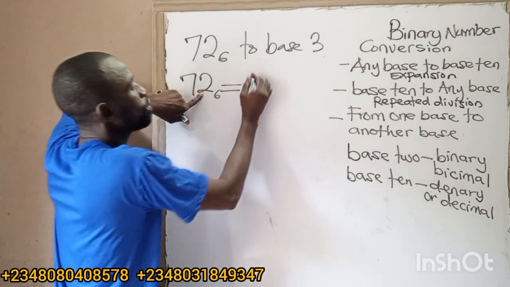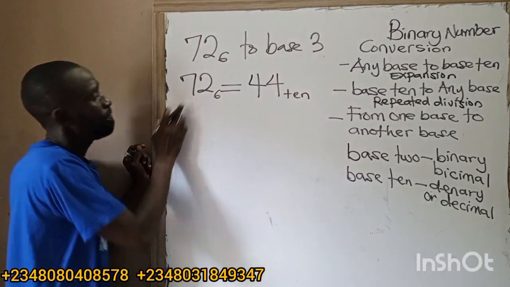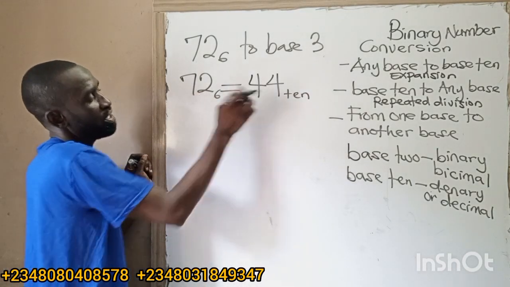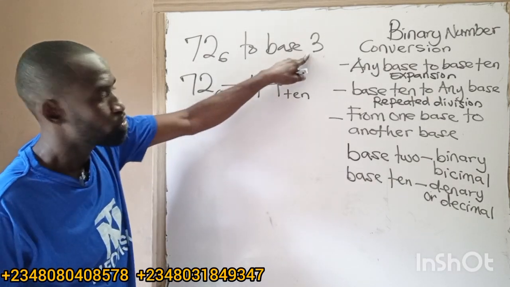42 plus 2 will give us 44 base 10. Okay? Then let me recap. 7 times 6 is 42. 42 plus 2 is 44. So we have 44 base 10. So we're now converting 44 base 10 to base 3.